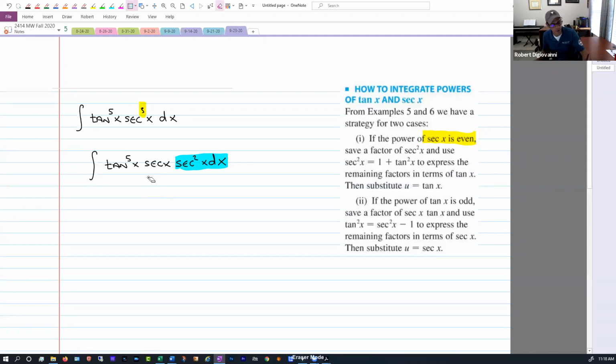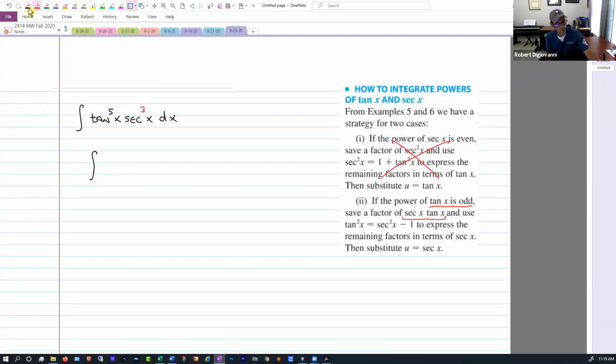Which is why the steps tell you what to do here, right? The steps tell you if you've got an even, you do one thing. Well, we don't have an even. And it says here, if the tangent is odd, now we have an odd tangent, don't we? If the tangent is odd, then we're going to factor out a secant tangent. That means we're going to peel off a secant and a tangent.